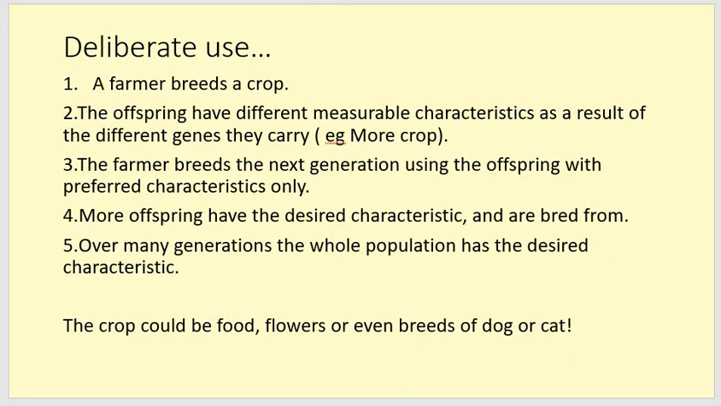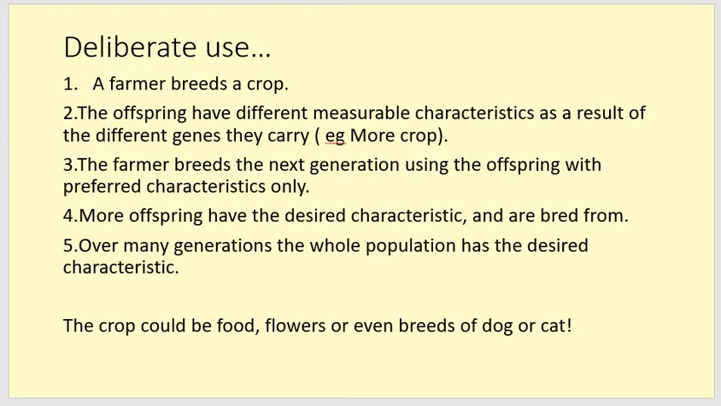Because of that, think about the percentages we had before. More of the offspring are going to have the desired characteristic. Those are going to be the ones that will go forward and be bred from, and over a large number of generations the whole population will end up having the desired characteristic.